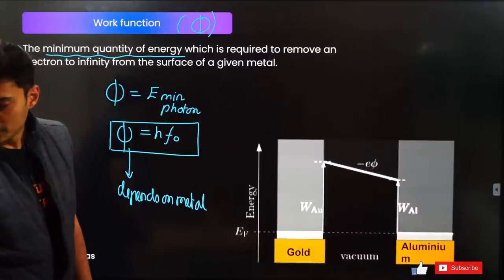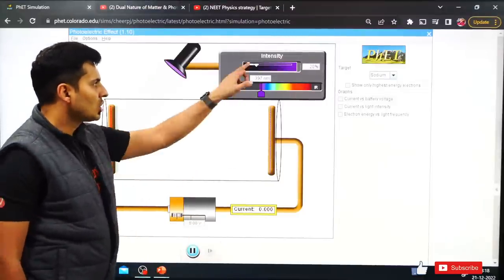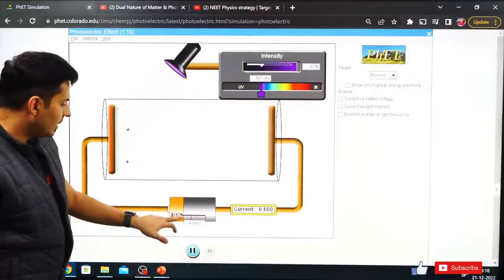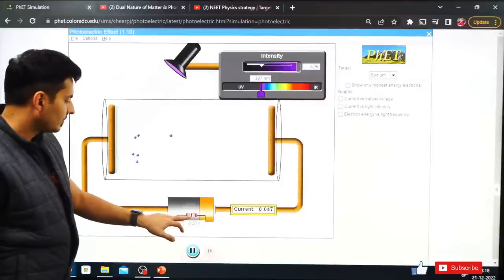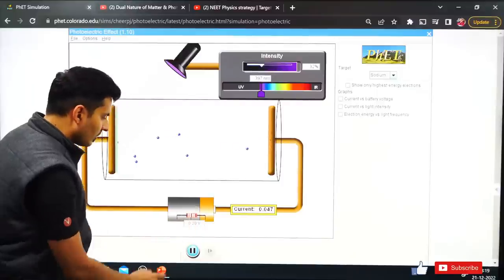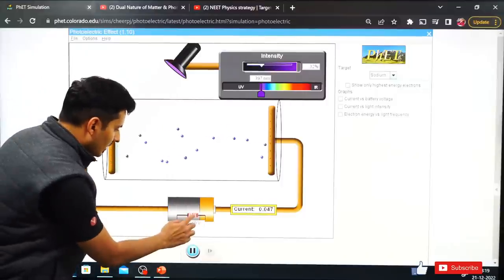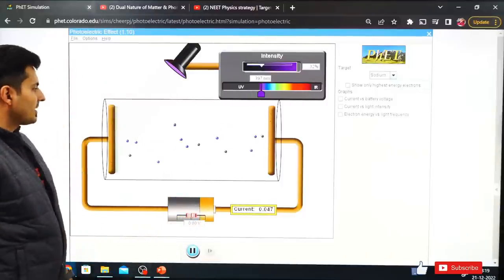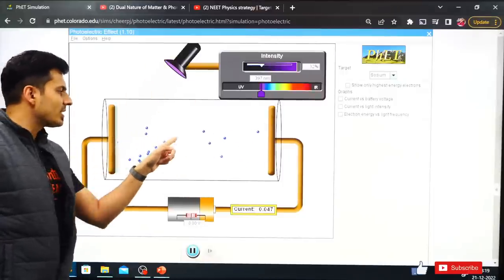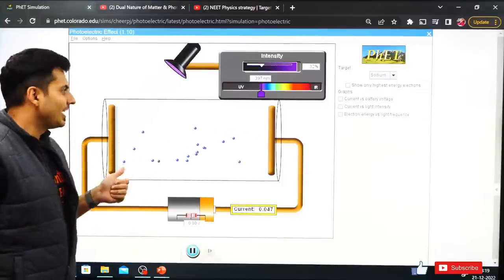And let's try this out. Look over here. Okay. So I have some decent intensity of light. Can you see right now? Let me make this 0 volts. Okay. This is 0 volts. Can you see light falling onto it and electrons coming out? Light falls. Do you see electrons are coming out? So is photoelectric effect happening over here? Yes. Great. It is happening.